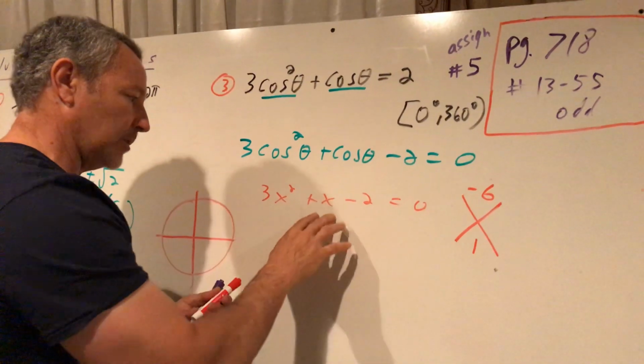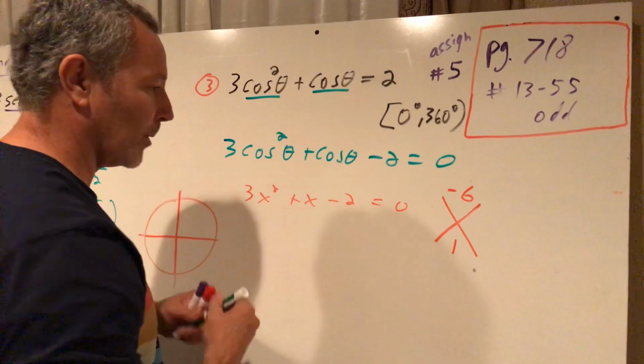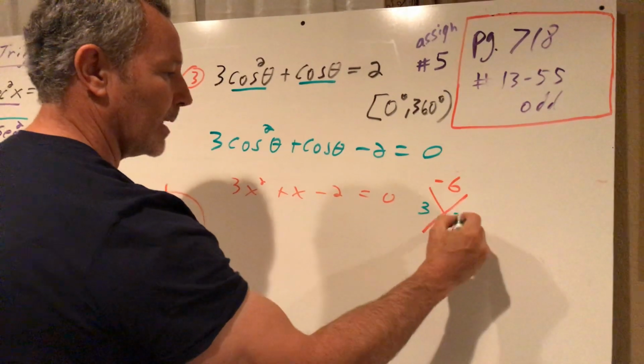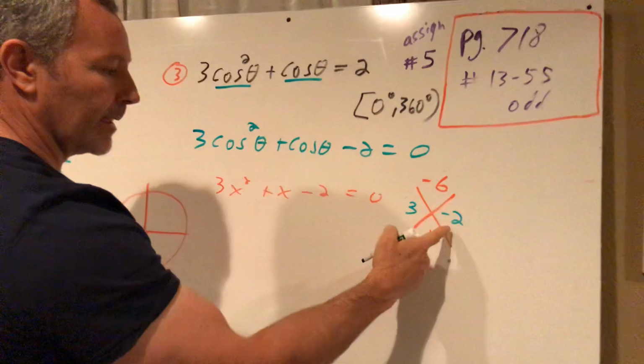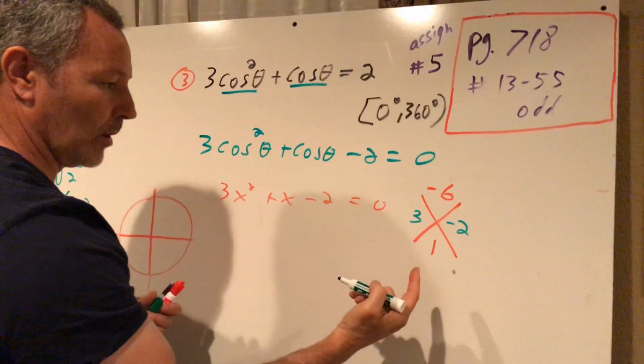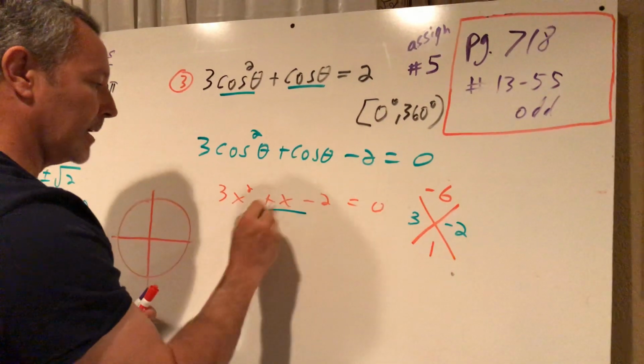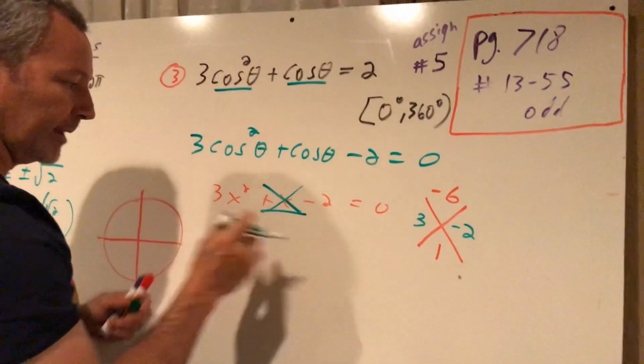Okay, and I'm going to substitute those in here. So my numbers here are 3 and negative 2. Notice 3 times negative 2 is negative 6, and 3 plus negative 2 is positive 1. That's what I'm looking for. I'm going to eliminate this guy and put those in its place.